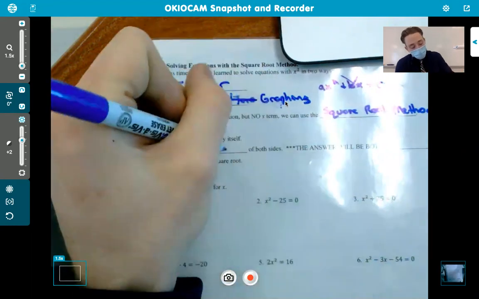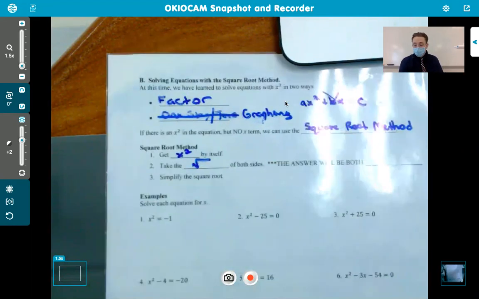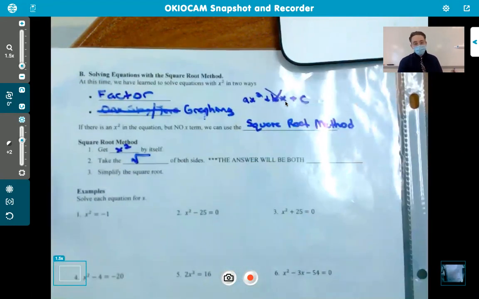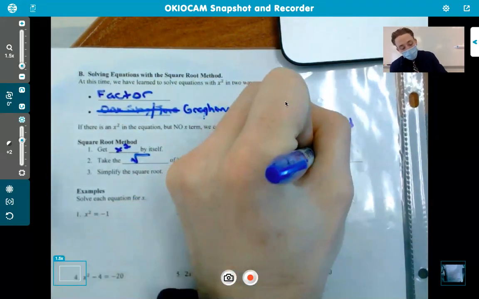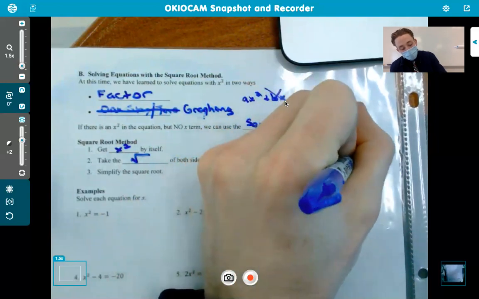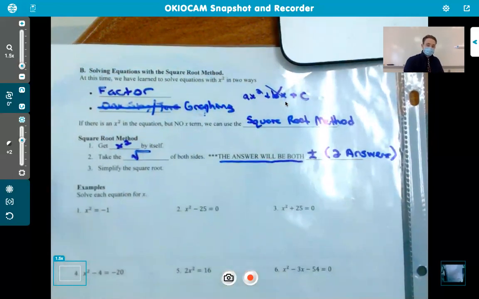Step 2, we're going to take the square root. I'm just going to use the symbol there for square root of both sides. Because essentially what we're doing is we're trying to find solutions for x. Well, I have an x squared. To undo an x squared, I have to take the square root. And one thing that we need to keep in mind, the biggest piece of this is that the answer will be both positive and negative. So you're gonna have two answers each time. And that symbol there, the positive with the little underline thing, is positive and negative.